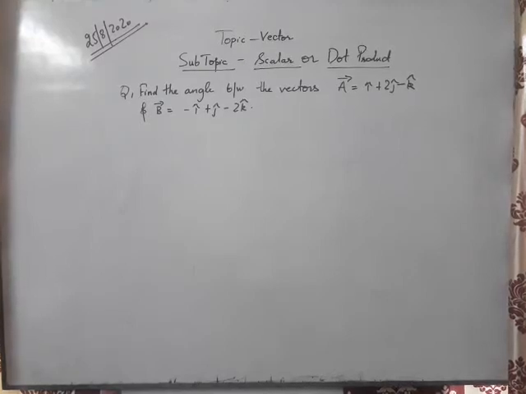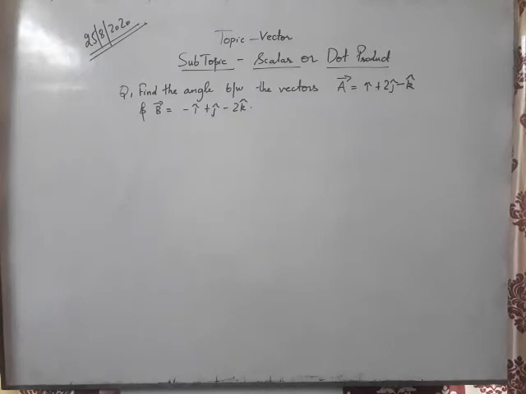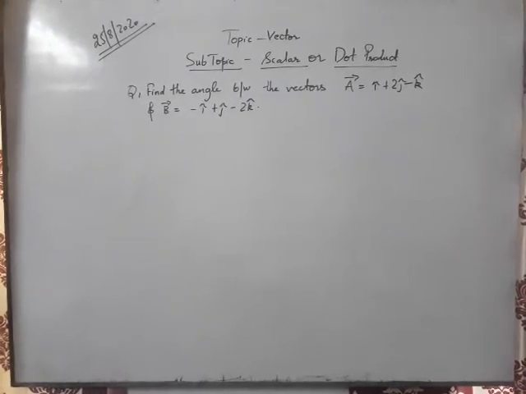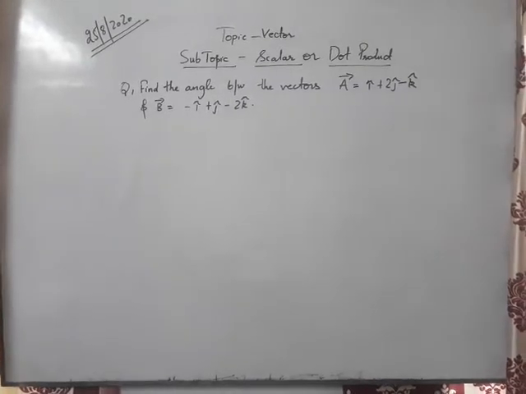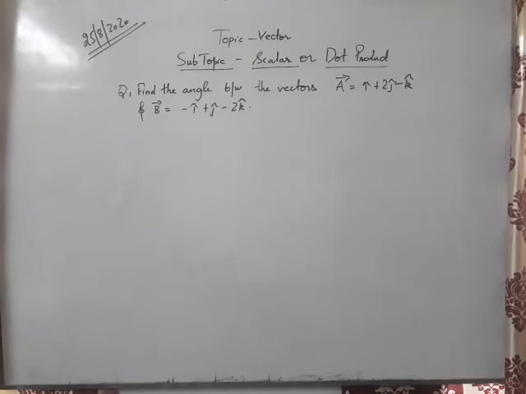Hello students, today we will be continuing with our revision process, that is of kinematic units. The topic for today is vector, subtopic is scalar or dot product. In the very first question we have to find the angle between the vectors A and B.